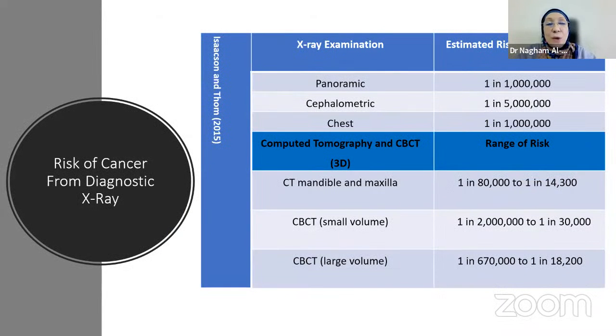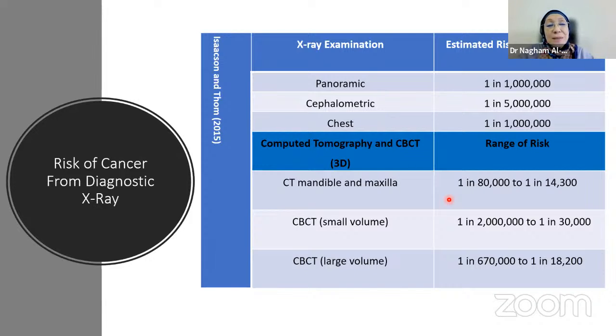Now, if we look at this table, it will help us to zoom in on the risk of cancer development to have a better perception. I'm sharing this table with you that shows the risk of developing cancer from diagnostic X-ray. The upper part is the risk from 2D images. You can see, for panoramic, it's 1 in 1 million. Cephalometric, 1 in 5 million. But when you go to 3D imaging, you see that the risk is a range, not a single number.